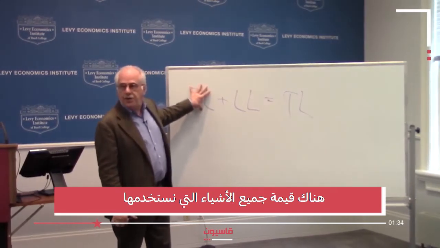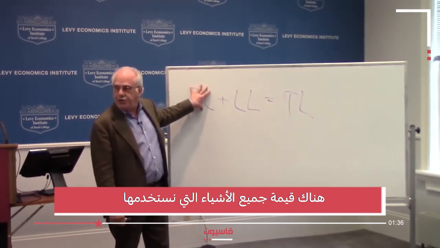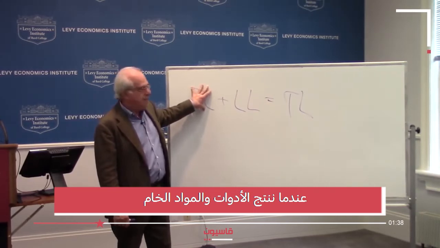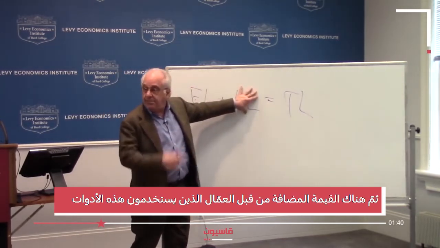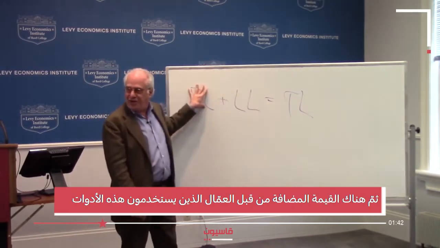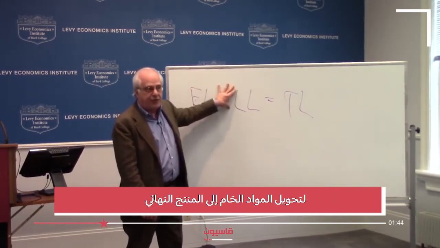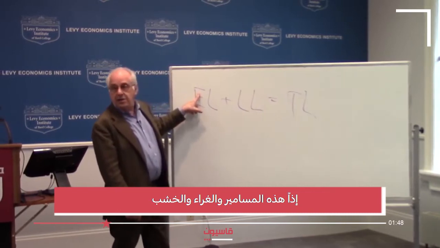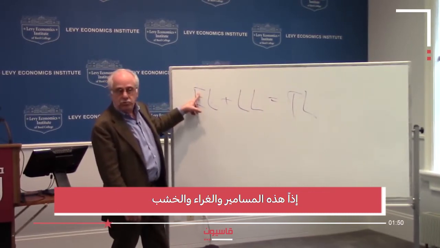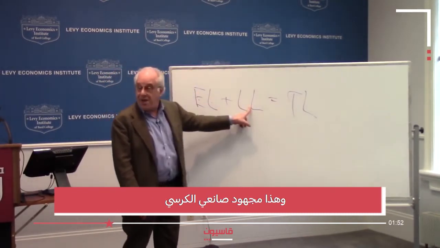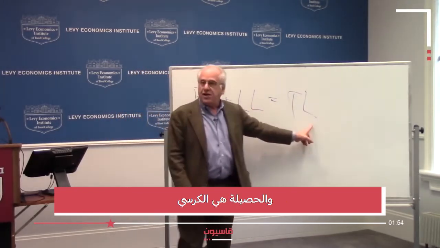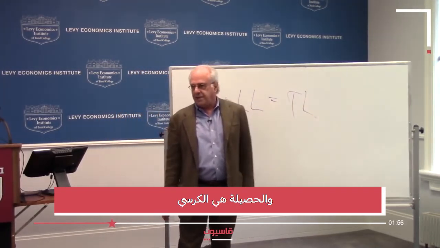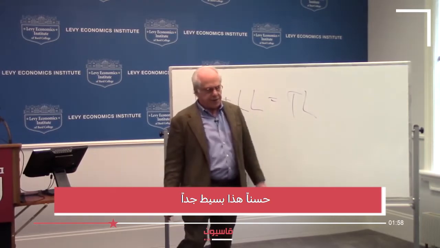There's the value of all the stuff we use up when we produce, tools, equipment, and raw materials. And then there's the value added by the worker who uses those pieces of equipment to transform the raw material into the final. So this is nails, glue, lumber. This is the chair maker's effort, and the outcome is the chair. Okay? This is very simple.